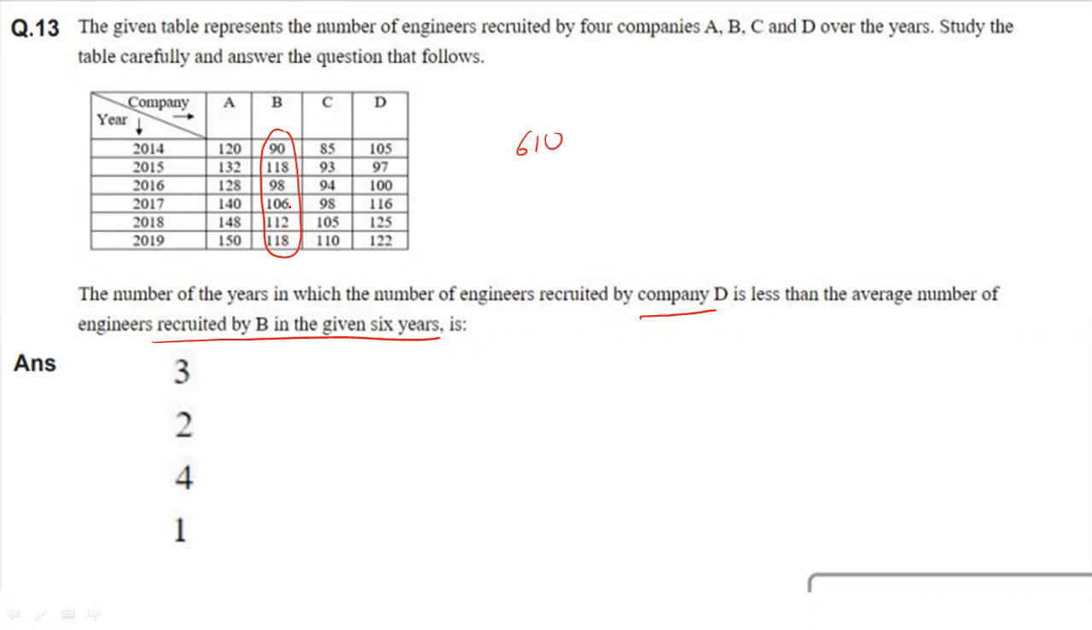8 plus 8, 16, 22 plus 10, 32. So 642 is the total of B for 6 years. So average is 107. So he's asking in how many places D is less than 107. Here, here, here, D is less than 107. Others, they are greater than 107. So 3 years is your answer. Go to the next question.